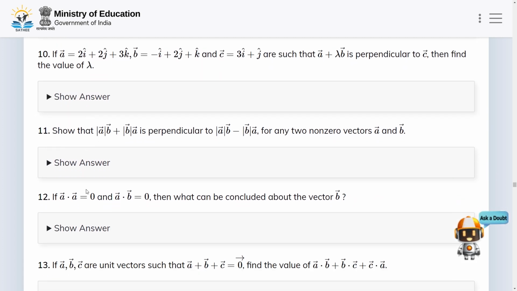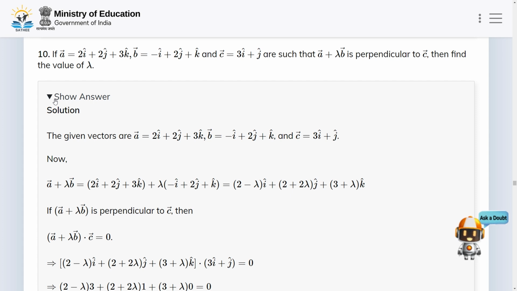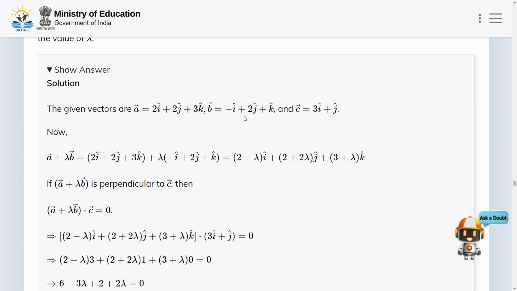10th problem. If vector A, vector B and vector C are satisfying this condition, that vector A plus lambda times vector B, this output vector, is perpendicular to vector C, then find your lambda value. Okay. So first of all, find this thing, vector A plus lambda times vector B. After finding, you will have to do what? The dot product between this resulting vector and this C vector, and put it equal to 0 because of the perpendicularity.